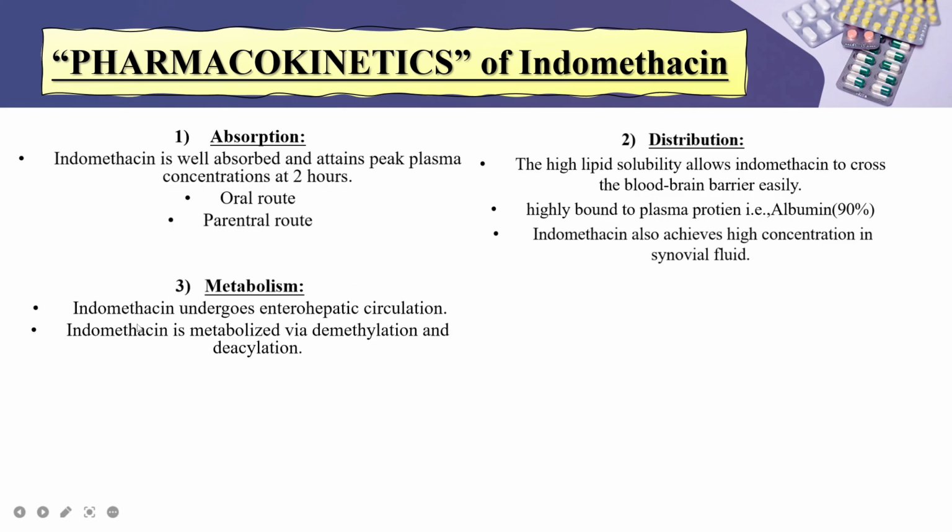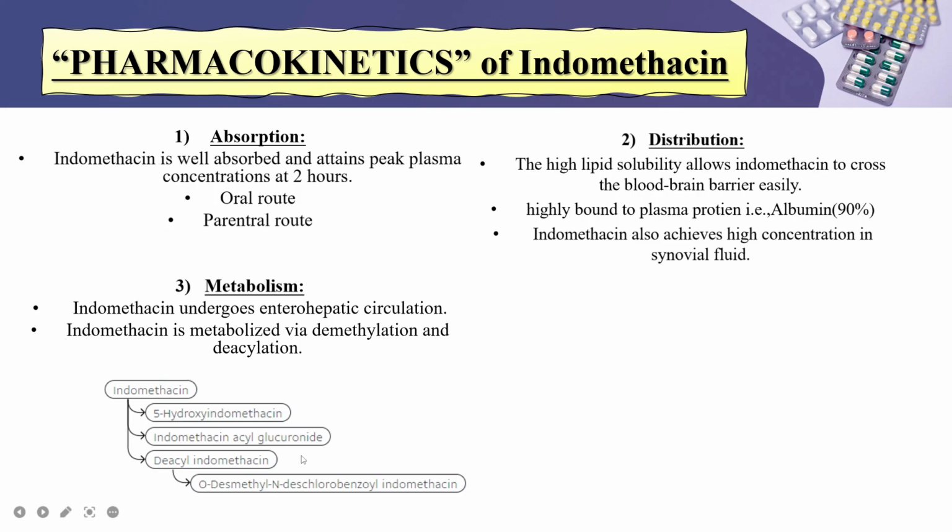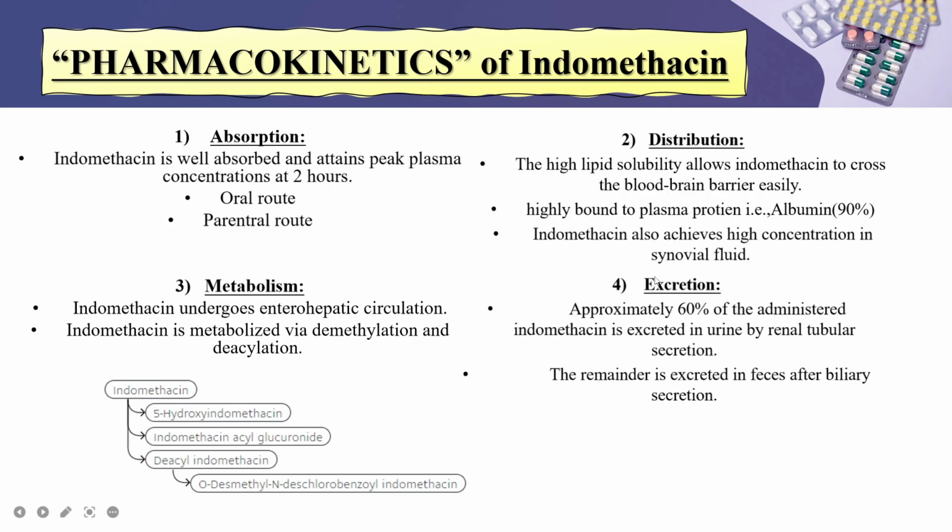Third step is metabolism. So indomethacin undergoes enterohepatic circulation, which is basically that from bile it is reabsorbed by the intestine and thus enters the circulation. Indomethacin is metabolized via demethylation, removal of a methyl group, or through deacylation, meaning removal of an acyl group. It produces the following metabolites, which include 5-hydroxy-indomethacin, indomethacin acyl glucuronide, and many more.